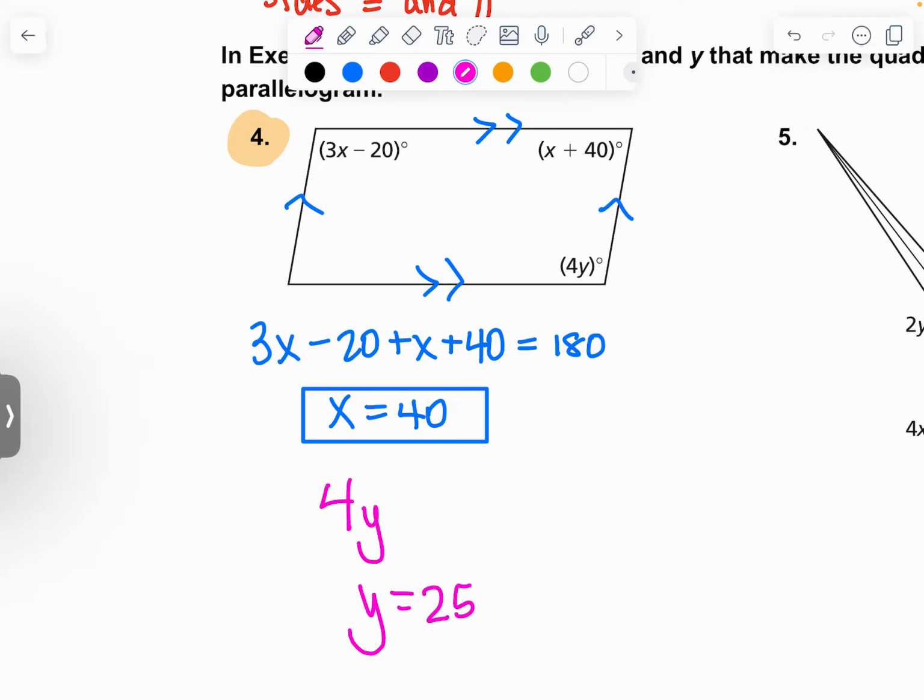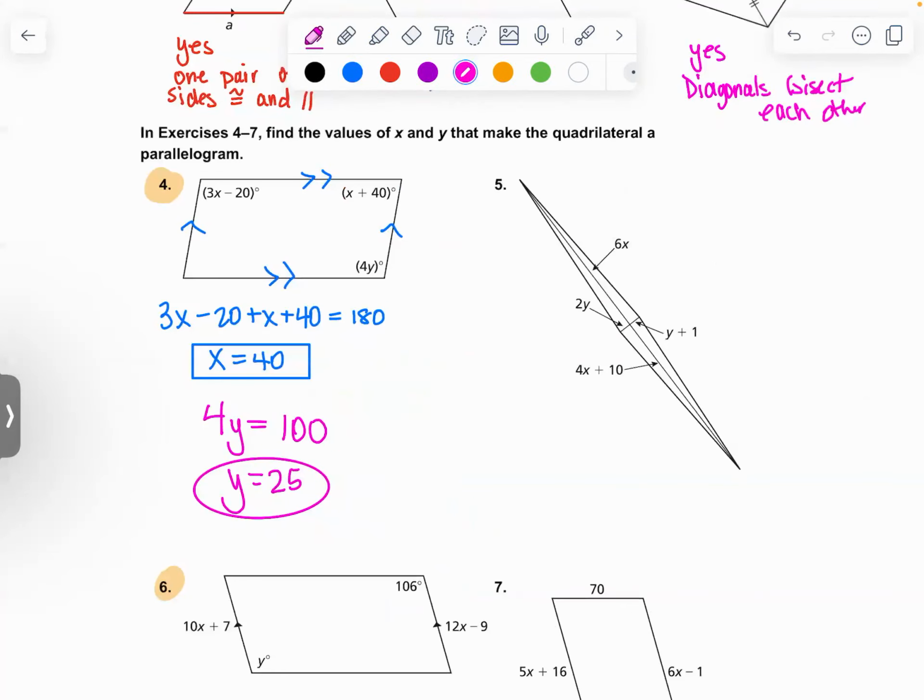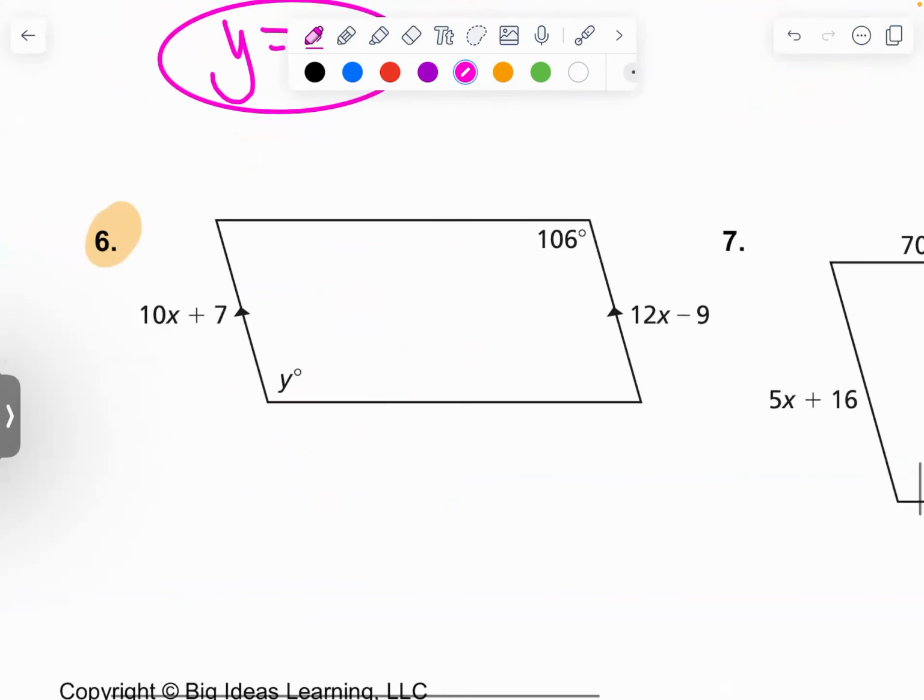Because 4y equals 80. I mean, not 80, 100. So you could do one of two things. You could say 4y plus 80 equals 180, or you could say that these two are equal, right? Okay. All right, how about down here in number 6?